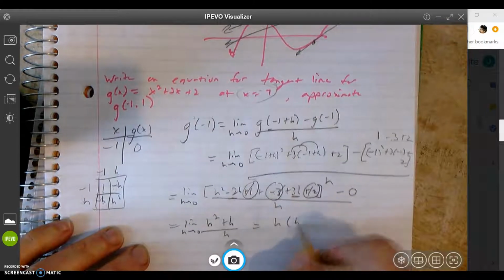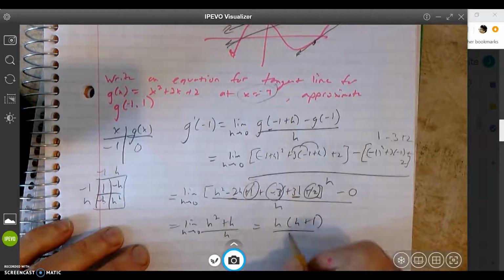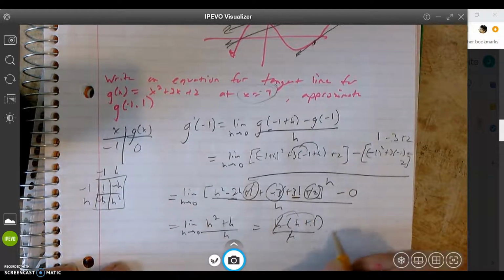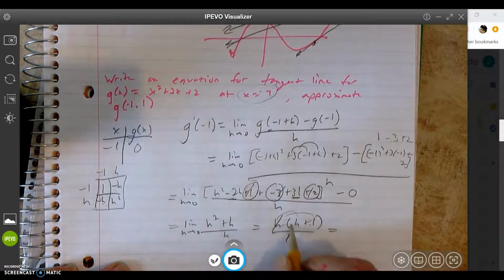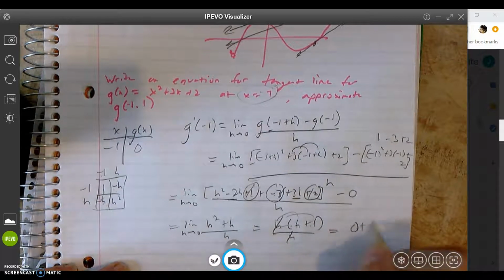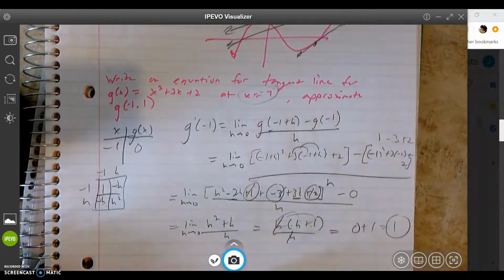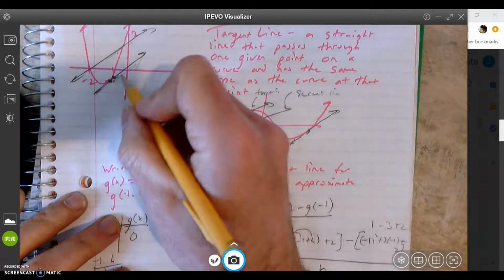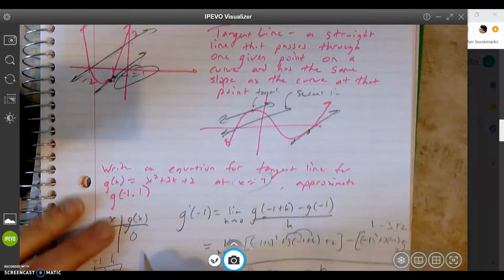So factor out h, you get h times (h plus 1) over h, because when you distribute, that's h squared plus h. h divided by h is 1. And then the last thing, you plug in 0 here for h, because that's what you do with all the limits. So 0 plus 1 is 1. So we finally did it. So this slope right here of our tangent line is 1.